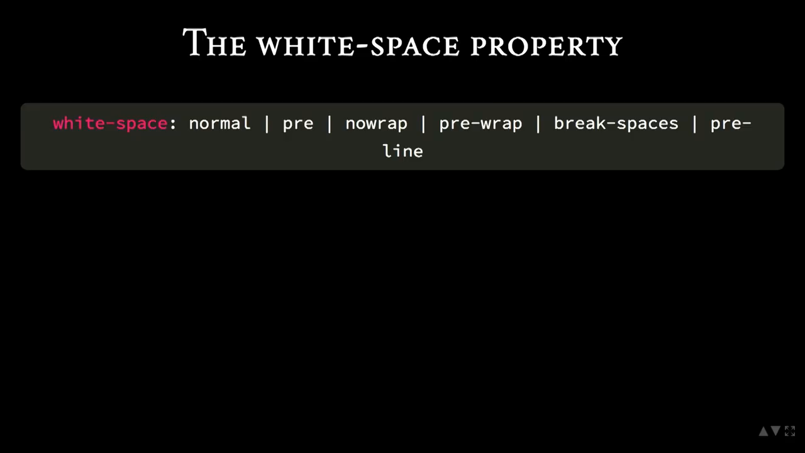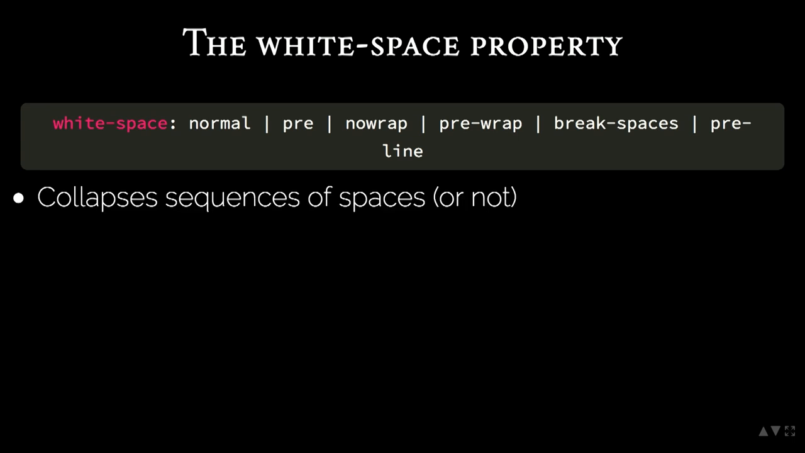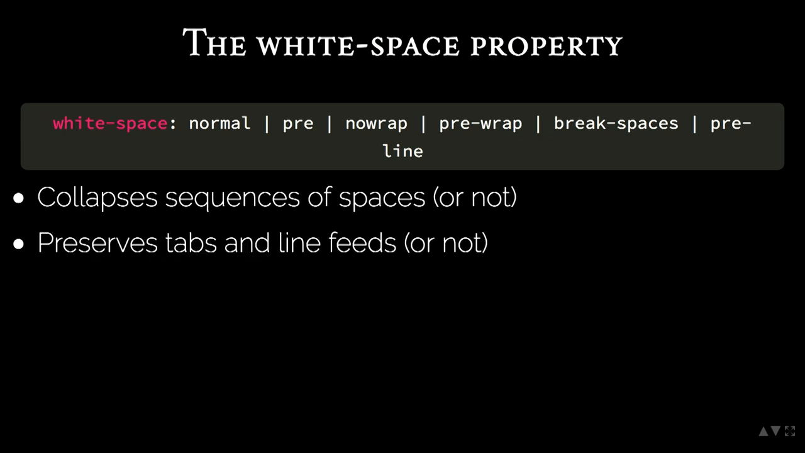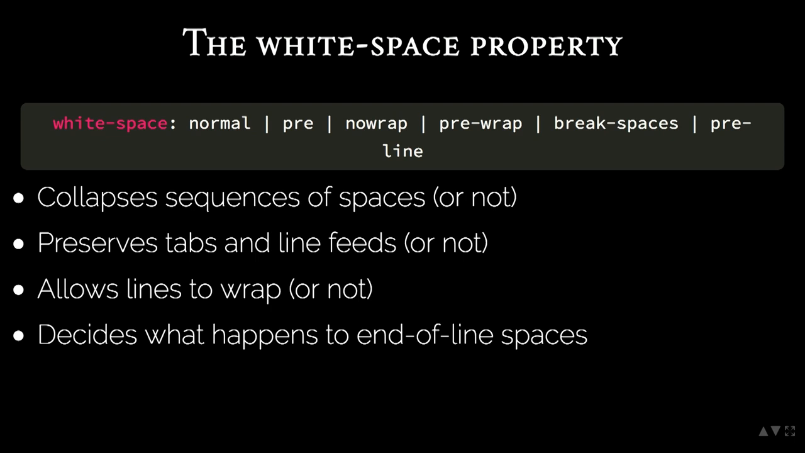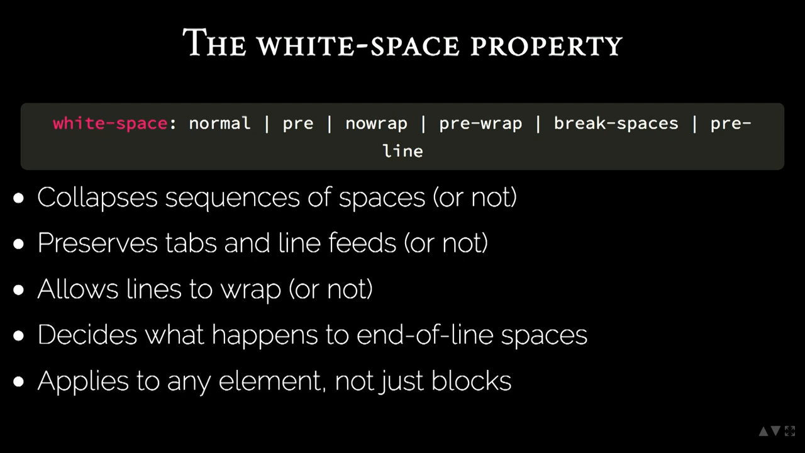It has a bunch of values, and what you can do with it is control whether sequences of spaces in your markup get collapsed down to one or not. What happens to tabs and line feeds? Are lines allowed to wrap at all? And what happens to the spaces that would be at the end of a line? So, another thing that is often overlooked with this property is that it doesn't only work on paragraphs and divs and block elements. You can use it on any element, spans, what have you. So that also is interesting, as we'll get back to.